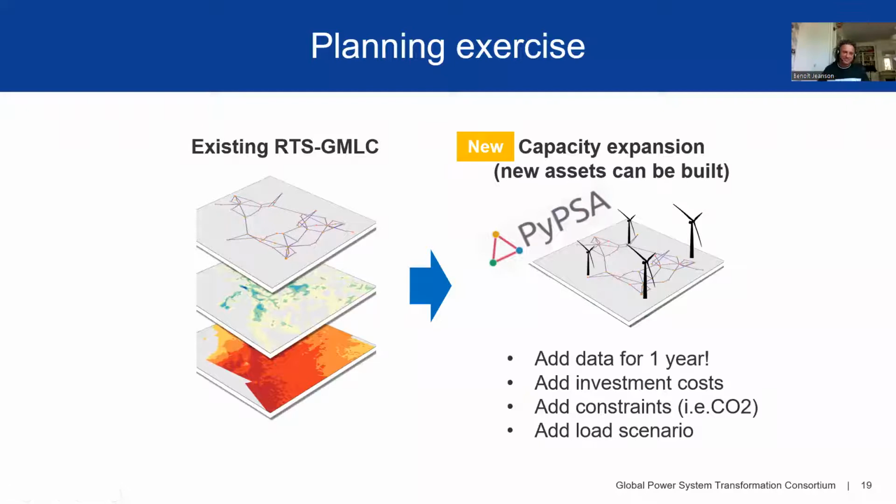What we did in this exercise that we started 6 months ago is that we grabbed the existing RTS-GMLC network and did some capacity expansion, because in the previous event, we just looked at the power flow at one time step, checked if it's stable. Now we are looking at, if we have a year full of data for renewables and demand, what is the optimal infrastructure we should have. Moving to the next slide.